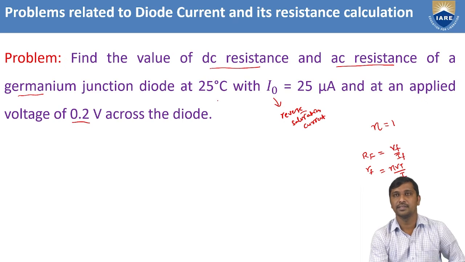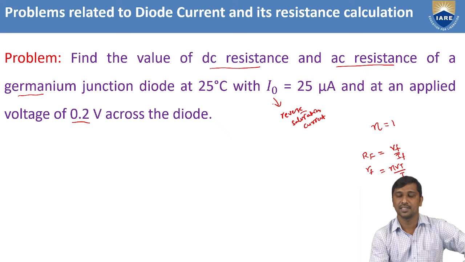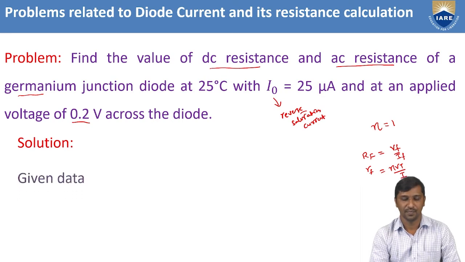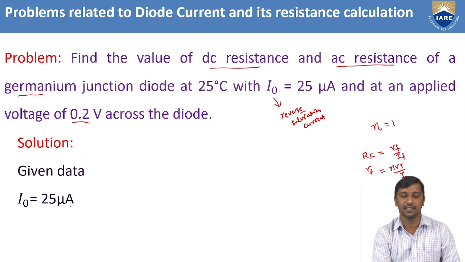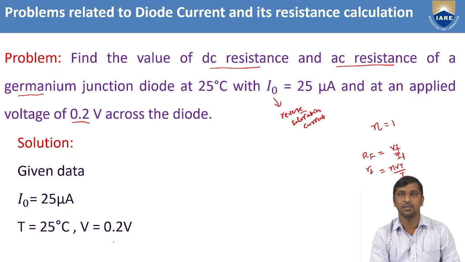At this temperature, the diode allows the reverse saturation current, represented here by 25 microamperes. First we need to write the given values. I naught is the reverse saturation current, given as 25 microamperes, the temperature is 25 degrees centigrade, and the voltage across the diode is given as 0.2 volts.